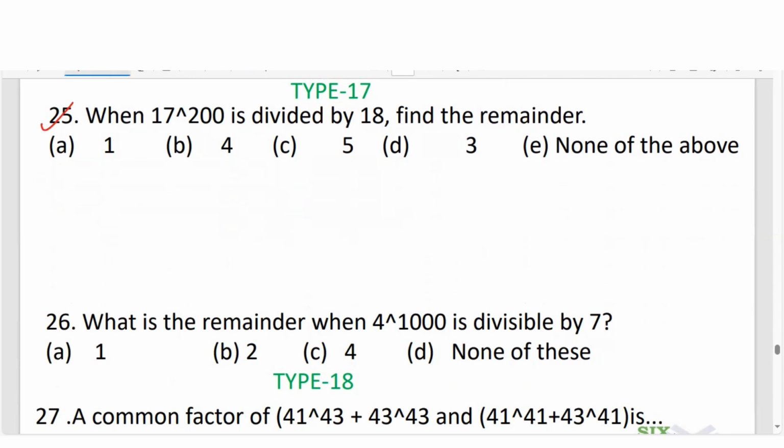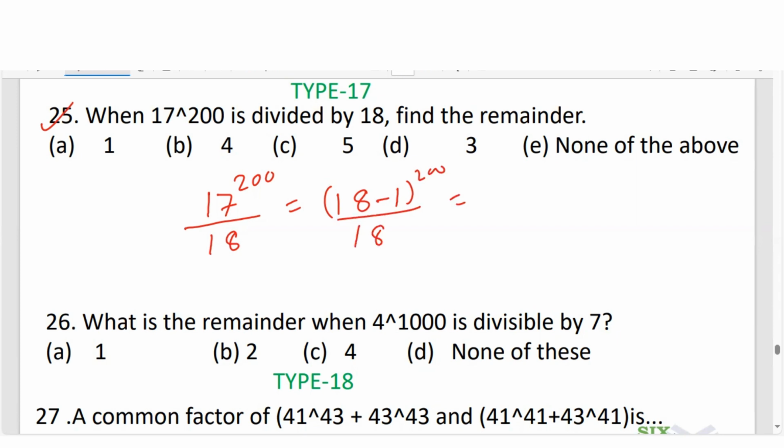When 17 to the power 200 is divided by 18, find the remainder. So what is the question here? 17 to the power 200 divided by 18, then what will be the remainder? So what can we do? 17 here, 18. So we can write (18 minus 1) to the power 200, and now divided by 18.